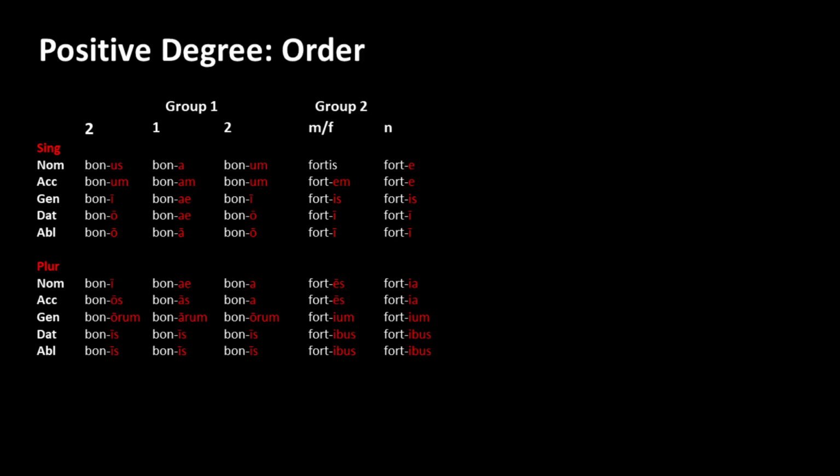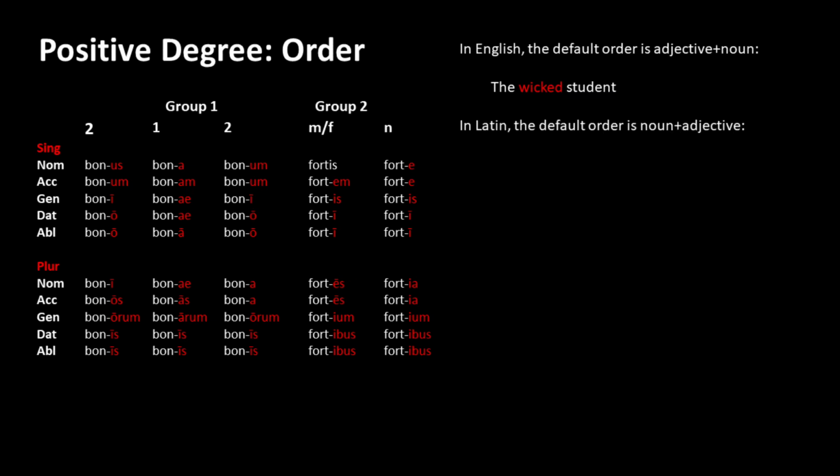A further point, and this follows from what I said in the first video in this series: the default order in English is adjective plus noun. The wicked student, for example. In Latin, the default order is noun plus adjective. That is the default order. Notice my emphasis on default here, because there really is no fixed order in Latin. But the default order is noun plus adjective. Discipulus scelestus.